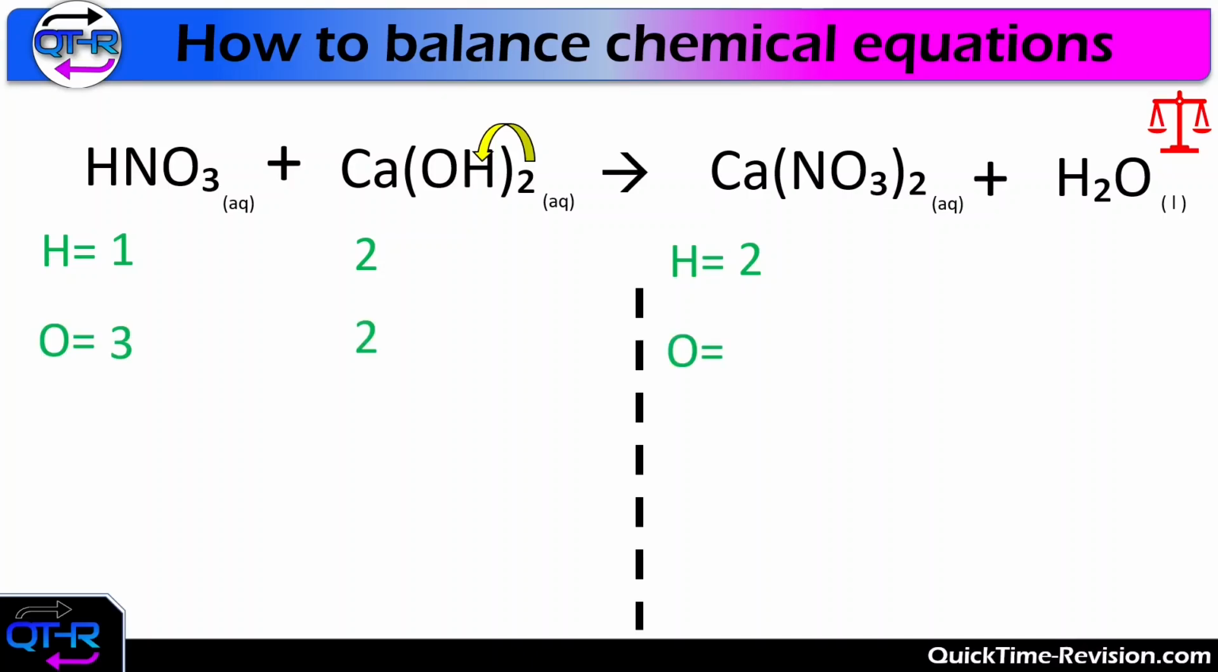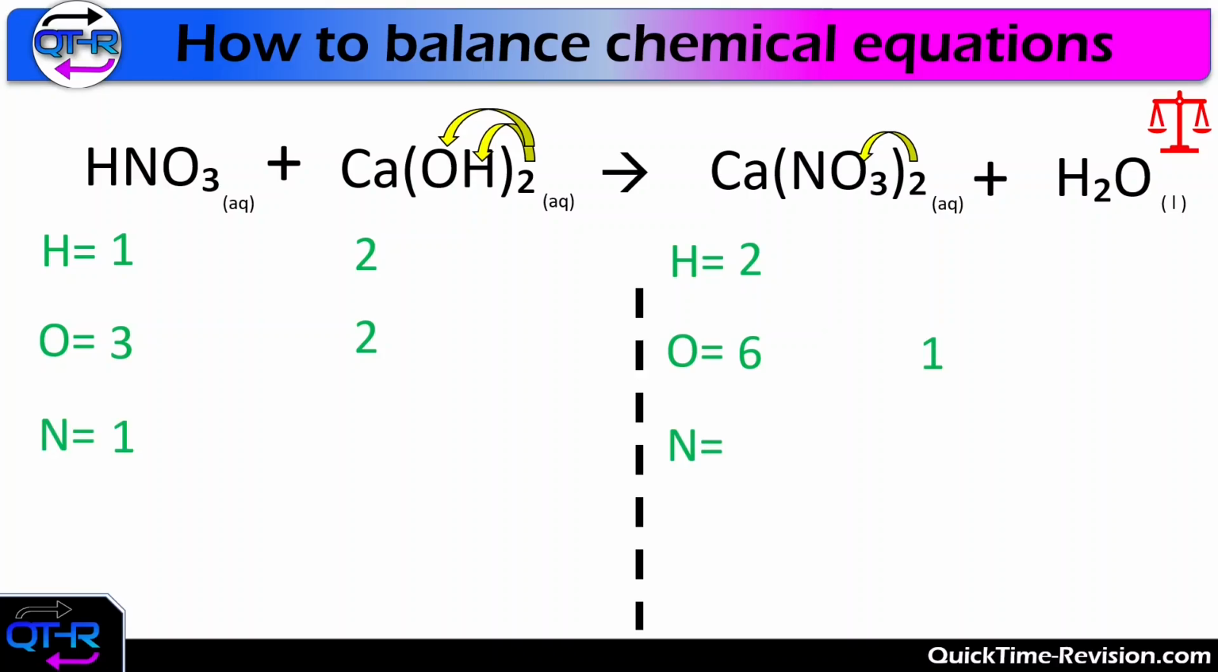Oxygens, we have 3, and again, 2 oxygens because of the 2 outside the bracket. And on this other side, the formula says 3 oxygens inside the bracket, but because there is a 2 outside, we are going to times it by 2. So in total, we have 6 oxygens in that molecule. And we have 1 more oxygen in the water molecule. Now, it is important to keep those separate, and you will see why in a minute.